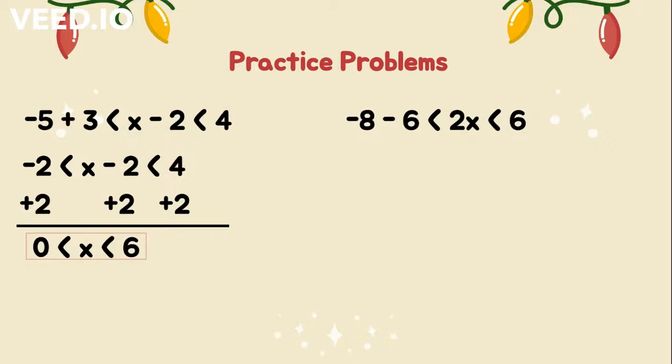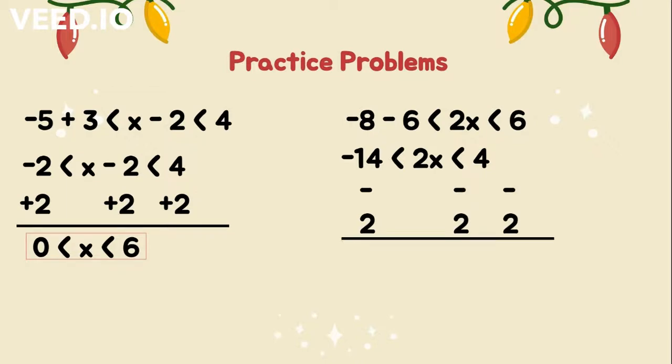The second question is -8 - 6 < 2x < 6. Such as the first one, you can also simplify -8 - 6. Then it will turn into -14 < 2x < 4. Currently, x is being multiplied by 2, and you don't want that. x has to be alone. So in order to get rid of 2, you're going to divide by 2 to cancel that whole number out. When you do that, you get the answer of -7 < x < 2. And that will be your final answer.